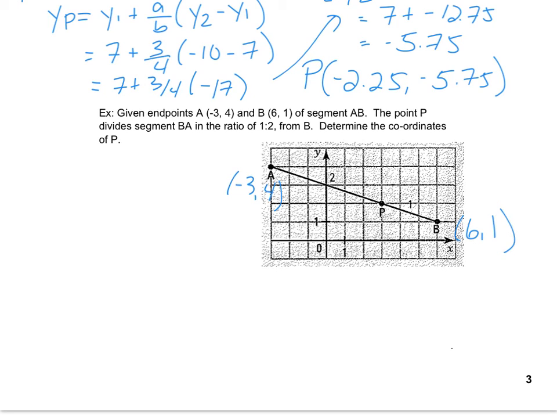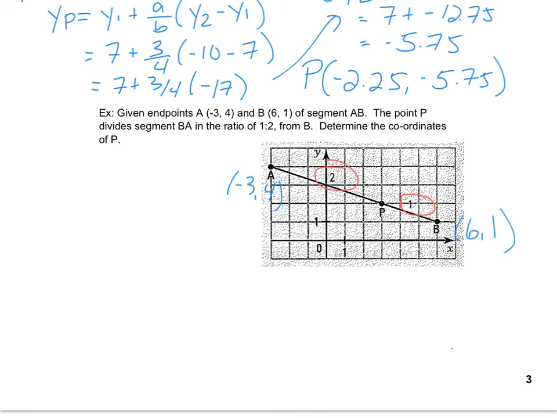Point P divides segment BA in a ratio of 1 to 2. So be careful here. Segment BA in a ratio of 1 to 2. So BA means we start at B. B to A in a ratio of 1 to 2. So it's already labeled here for you. The first part from B to P is 1, and then from P to A is 2 parts.